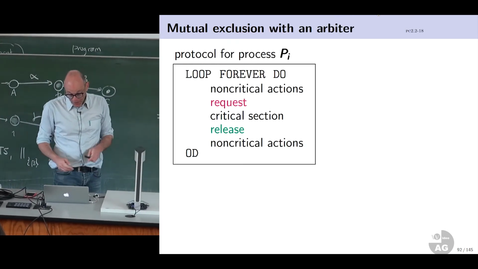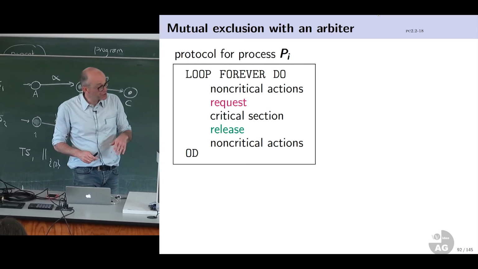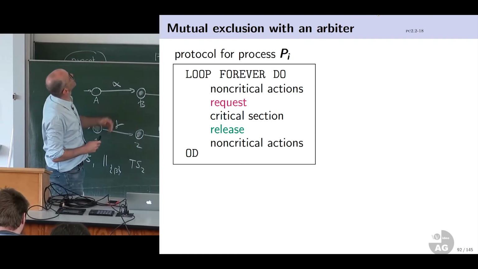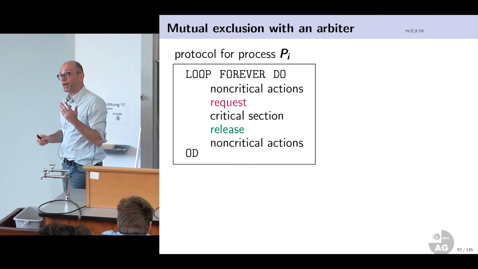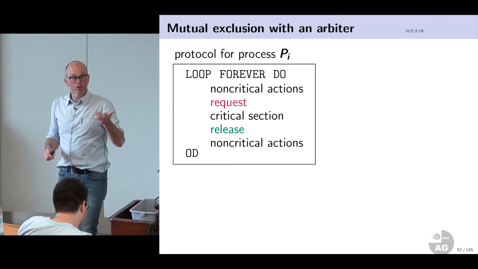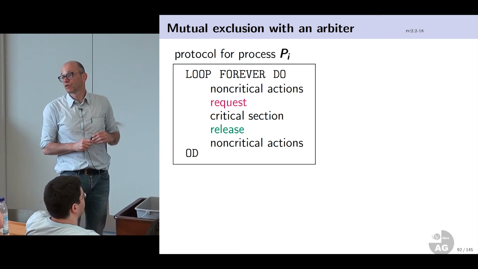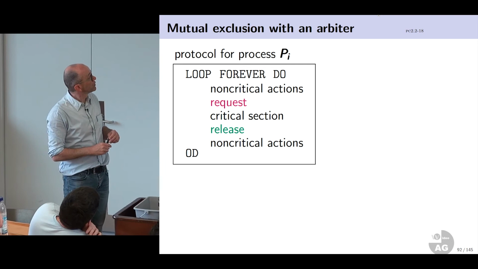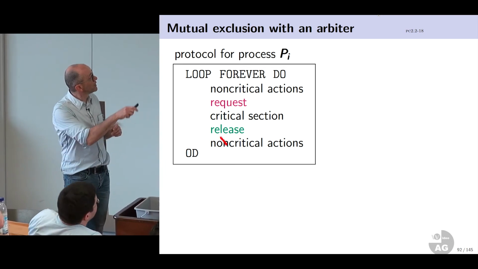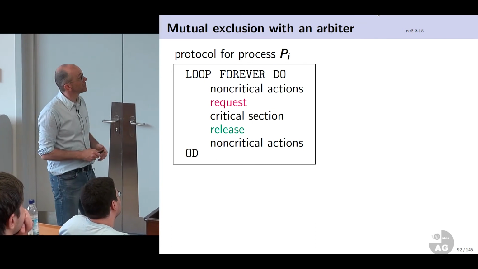So this is the process. As before, it's an infinite loop. We do something non-critical, then we request, then we do something critical, and then we release, and non-critical. So the main change with what we have seen before, now I model this by means of actions, request and release. Yeah? So request is an action, I want to request access to the critical section. Release means I'm going to release my privilege to have access to the critical section.